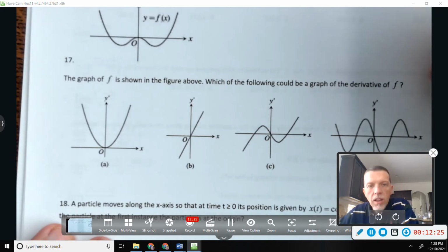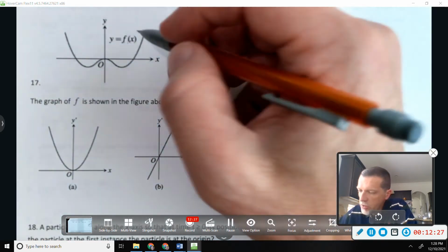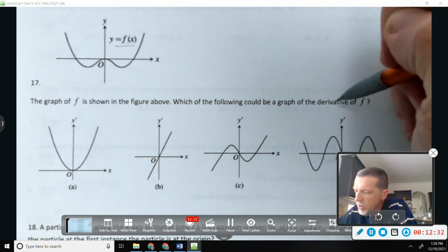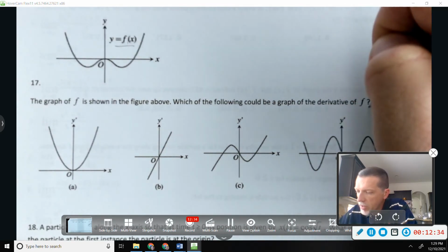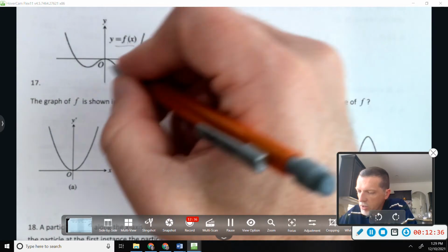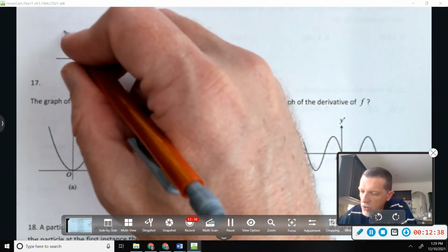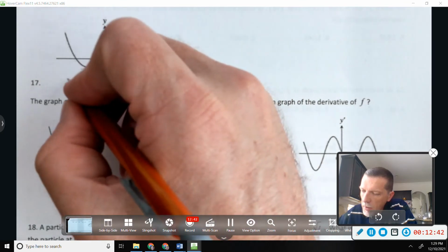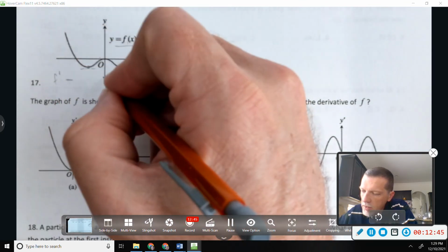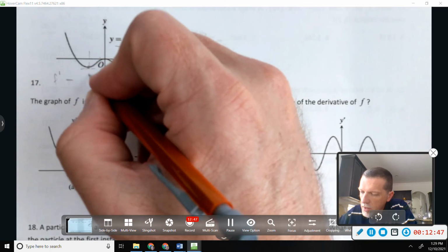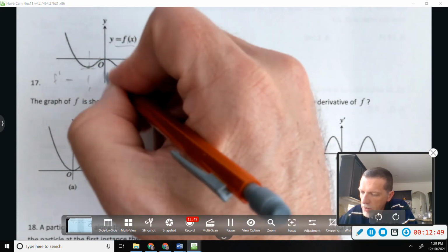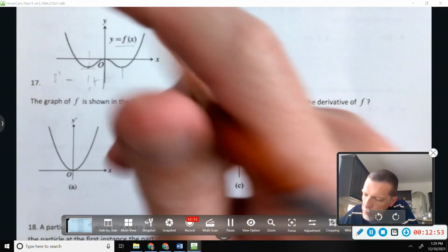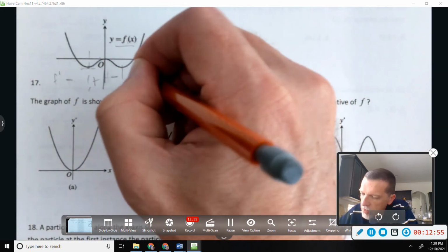17. The graph of f is shown in the figure above. Okay, so this is f, not f prime. Which of the following could be a graph of the derivative of f? Okay, so I'm looking for slopey things here. So slope is negative until here. So f prime is negative and then positive to there. And then negative to there and positive after that.